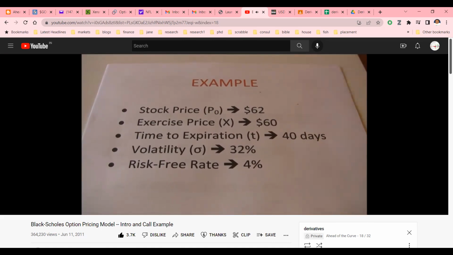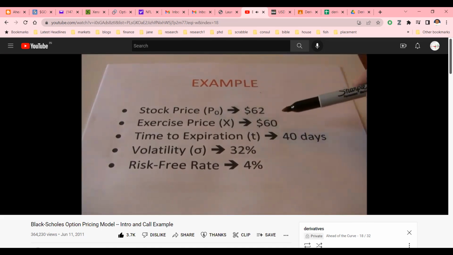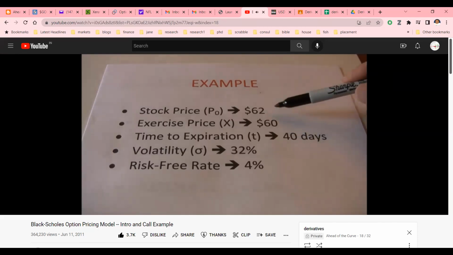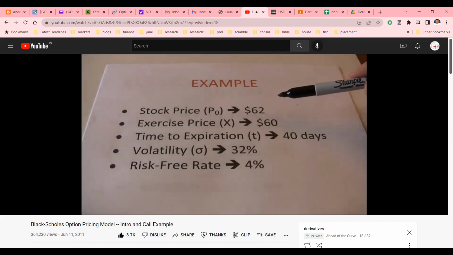We've got a stock that's currently valued at $62, so our stock price is 62. That's the P0 in our formulas. The exercise or strike price is $60. Since we're looking at a call, this option is currently in the money. If it expired today, we would exercise it. It has an intrinsic value of $2. So we know the value of the option is going to be higher than $2. But how much higher? What is the speculative premium that should be attached to this option? That's what we're going to find with the Black Scholes option pricing model.